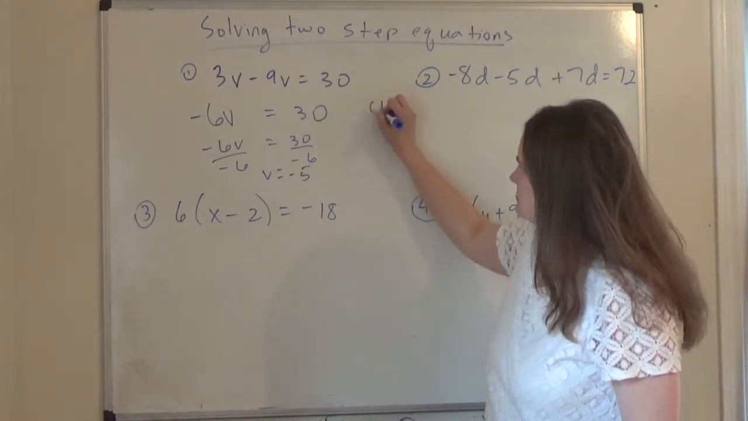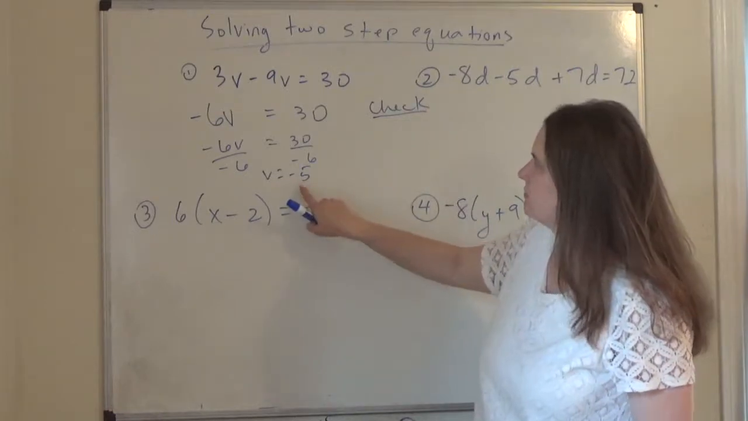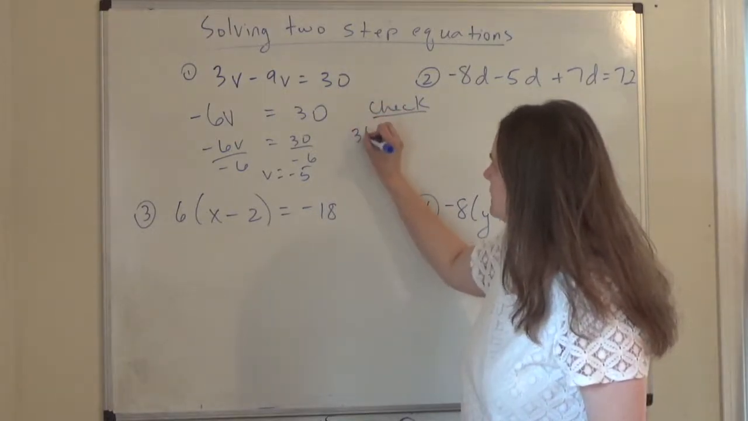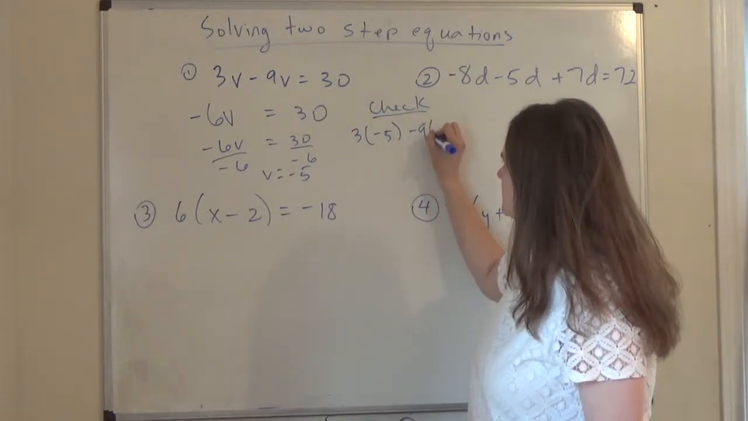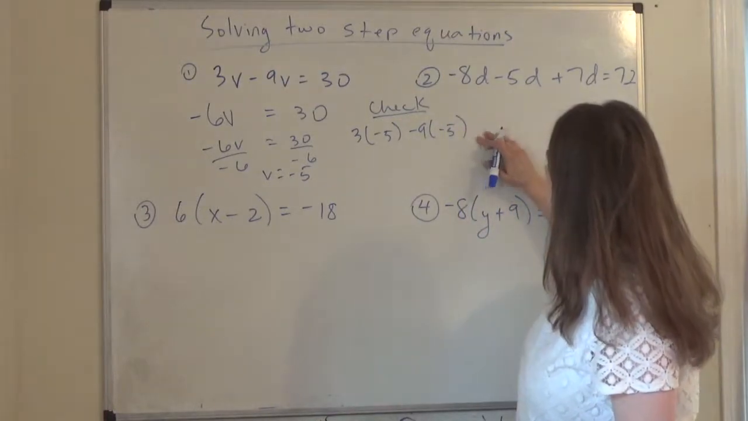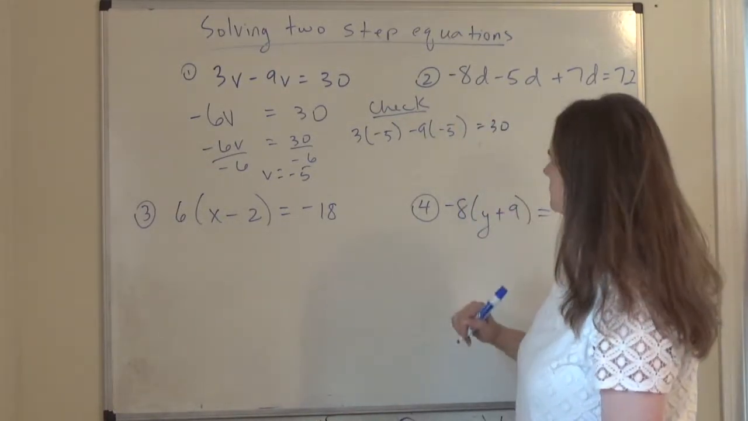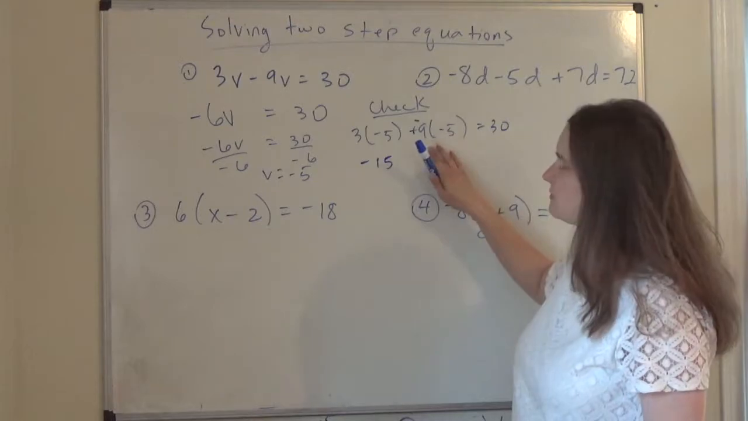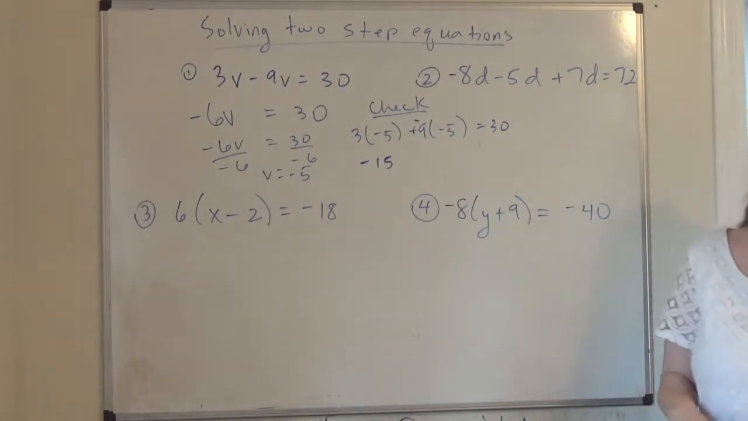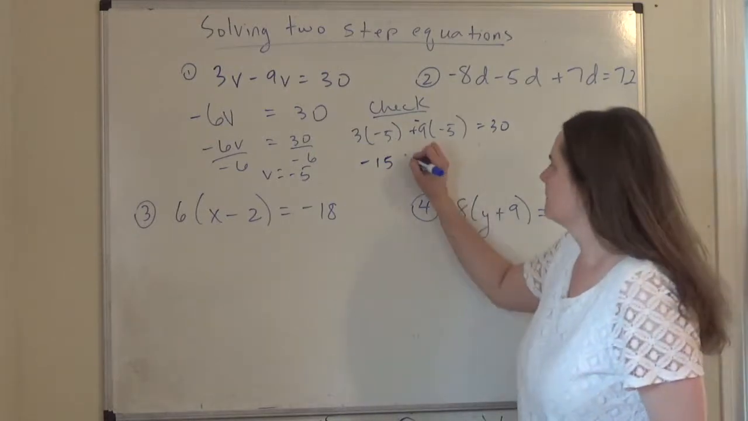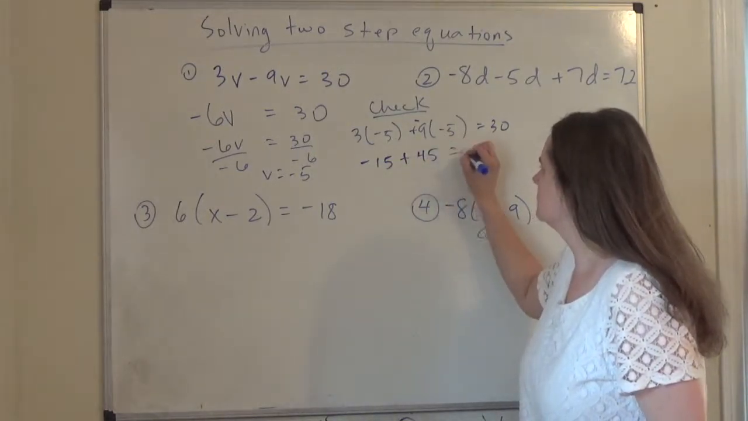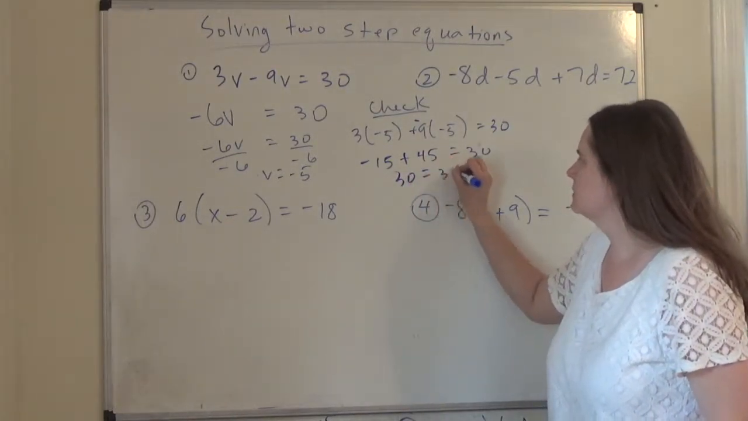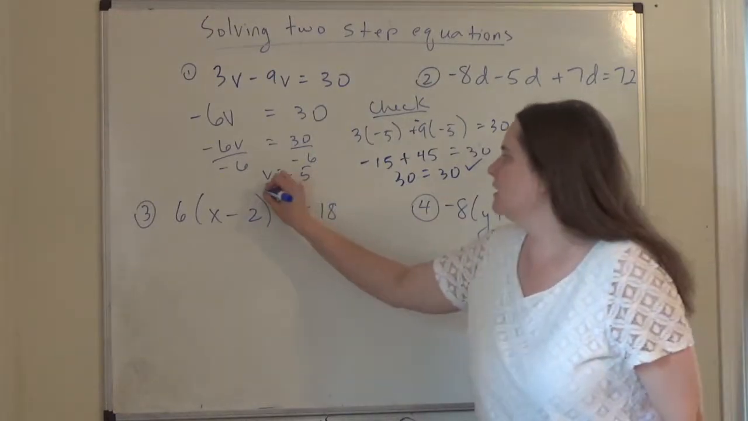So I'm going to come over here to check, put negative 5 in here and here for v. So 3 times negative 5 minus 9 times negative 5 equals 30. So that gives me negative 15. And you can think of this as plus negative 9 times negative 5. Negative 9 times negative 5 gives me positive 45. So I've got plus 45. And because negative 15 plus 45 equals 30, this checks. So my answer to number 1 is v equals negative 5.